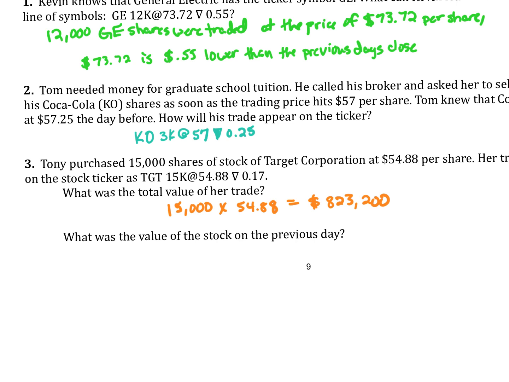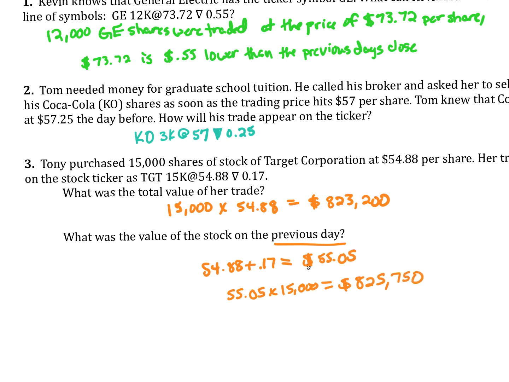What was the value of the stock on the previous day? The previous day means we would add that 17 cents in there. So we would do 54.88 plus that 17 cents, so then it's $55.05. And if we do that, what is it? 825,750, it looks like, if I did my math right.